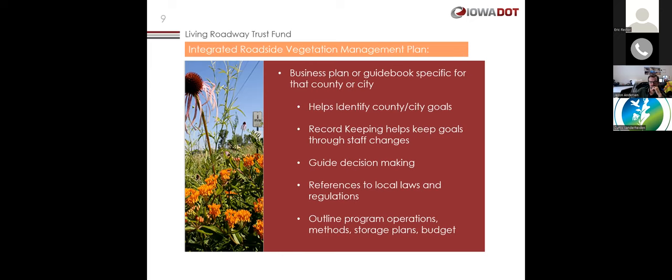And so now we know a little more about what IRVM is targeting. What is an IRVM plan? Well, basically, you can look at it as creating a business plan or a guidebook for your specific county or city on how to approach managing vegetation in your roadsides. So, reasons for creating an IRVM plan: it helps identify your county's goals for the IRVM program. Having a plan in place helps when there are staff changes, so the program can continue to move forward towards these goals. Example goals could be to save the county money, or could be to manage noxious weeds better.